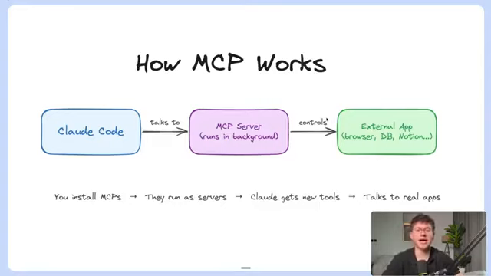And it makes it so much faster for us to be able to use the software because it is trained on how it should talk to the API documentation. And the API documentation is essentially the documentation which shows how you can actually automate something with the software. So you can install the MCPs, they run as servers, right? And Claude gets new tools and talks to real apps. So you basically don't have to configure things yourself.